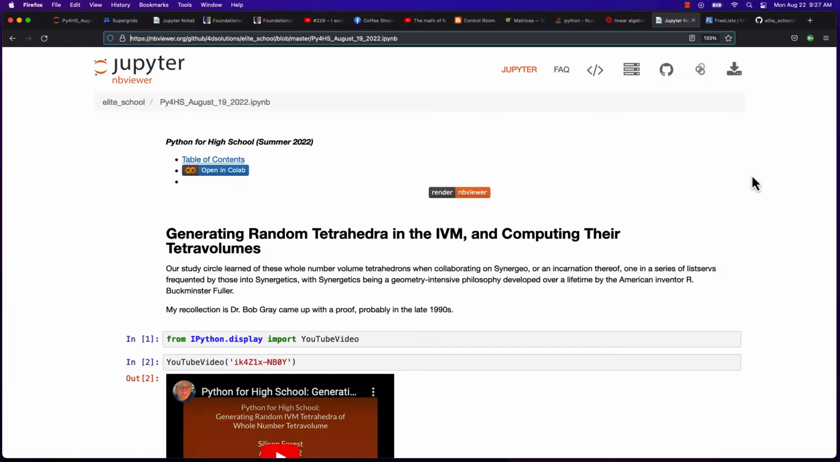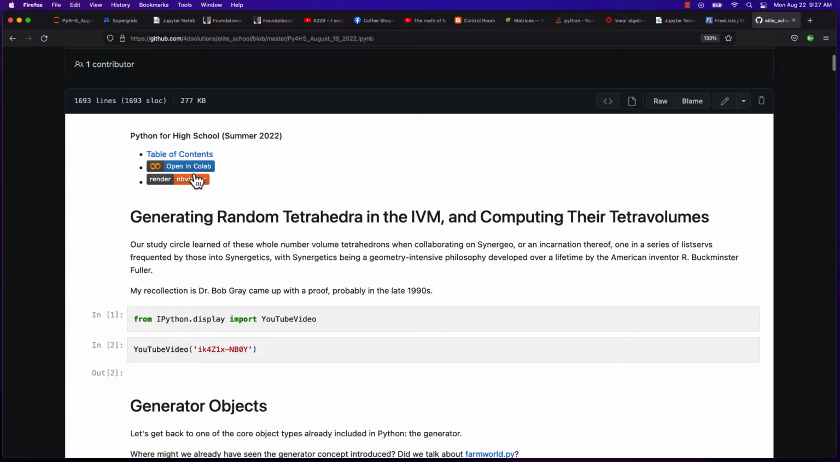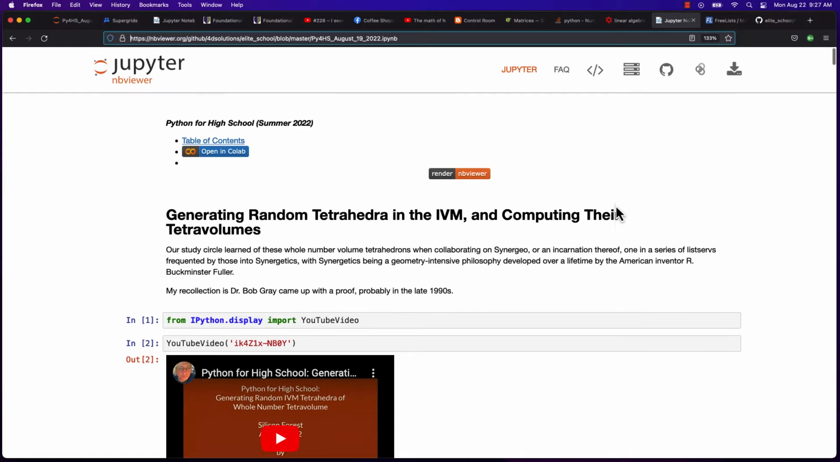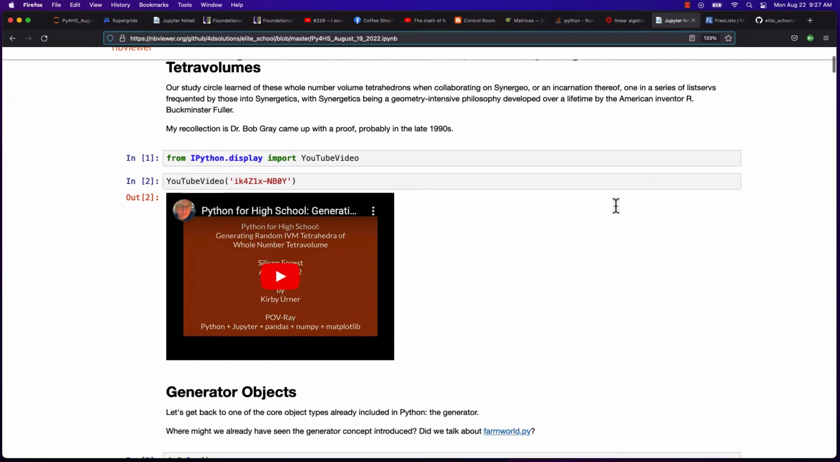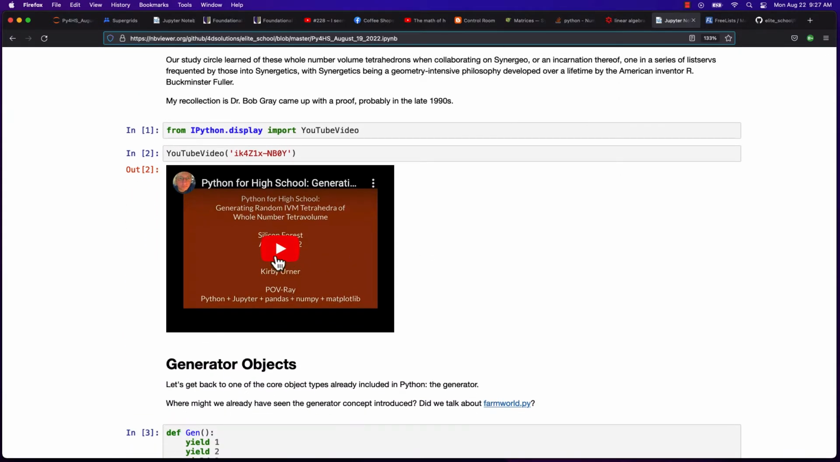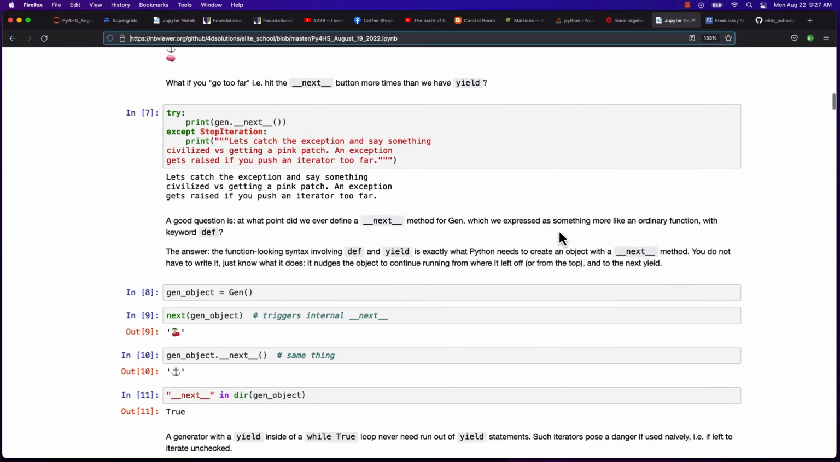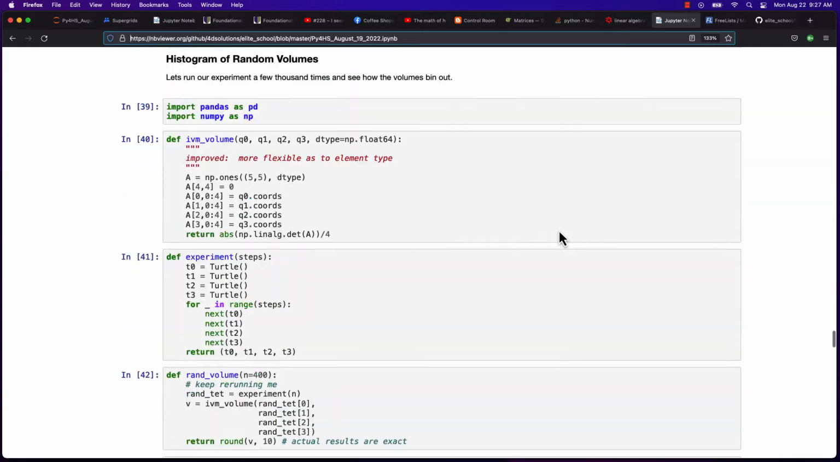But if I do the NB Viewer view, which I can get to by clicking this button, then I'm going to be looking at, I don't know why that one's hanging out at the top. It's centered there, but there's the YouTube. So I can share publicly this URL, the one you're looking at, and they can see everything, including the YouTube.